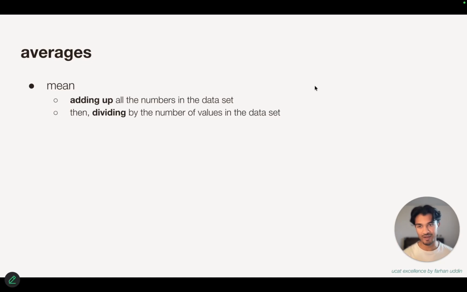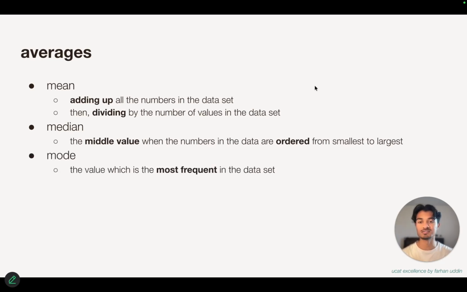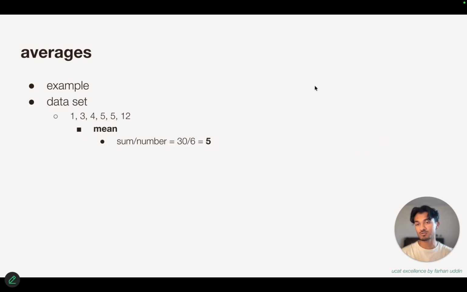The first type of average is the mean average, which is the sum of all the values in the data set, divided by the total number of values in that data set. The second is median. This is the middle value when the numbers in the data are ordered from smallest to largest. And then the mode is the value which just comes up the most frequently in the data set. So let's go through an example together.